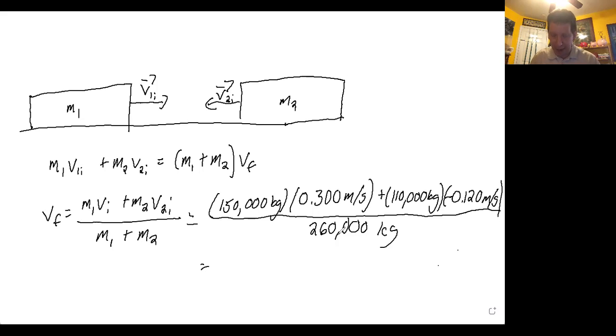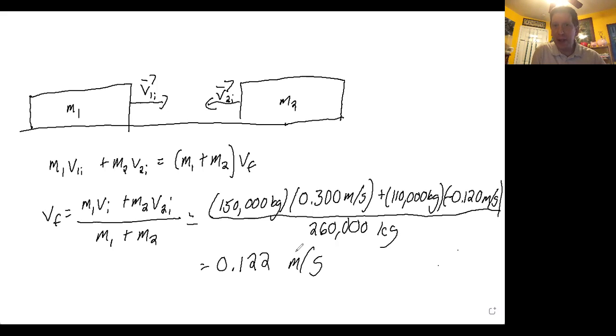And you're dividing that by 260,000 kilograms. And so you get a final velocity of positive 0.122 meters per second. So when they link together, they are going to move to the right at a speed of 0.122 meters per second.